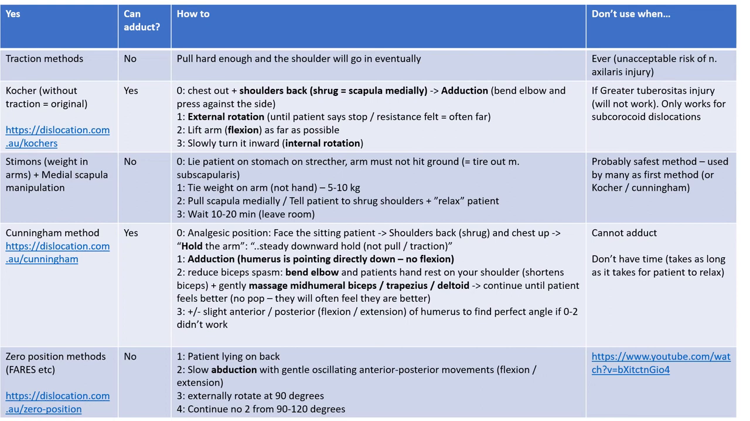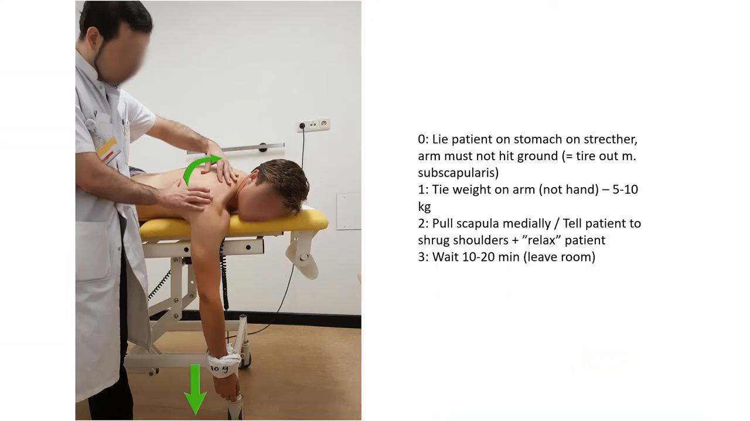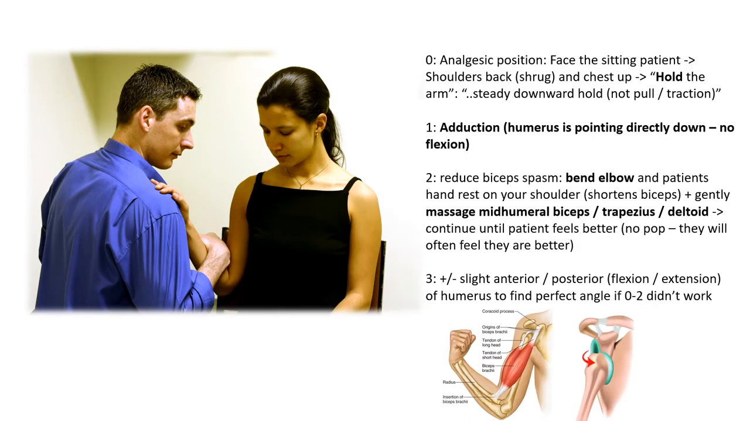And I think we'll just go to the next page to see this method. Okay, here was the Stimson method, where you have something hard pulling, not on the patient's fingers, but tied to the wrist, and then you pull the scapula medially. Okay, here's the Cunningham method. So again, sitting in the analgesic position, and you'll have this hold, as Cunningham says, it's not a traction, it's a steady downward hold, not pull or traction.